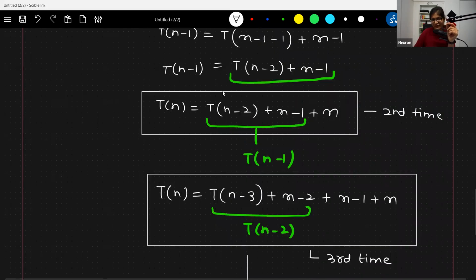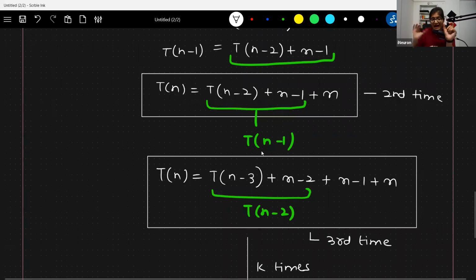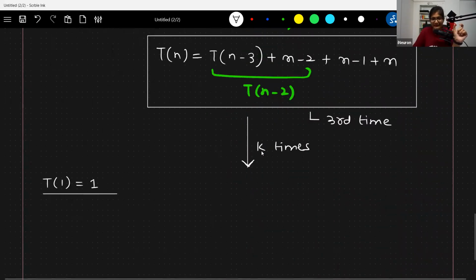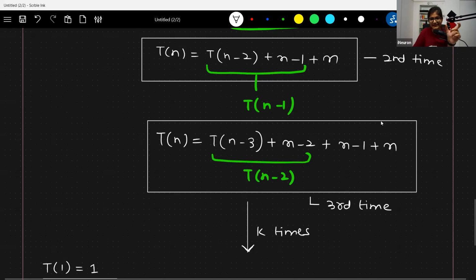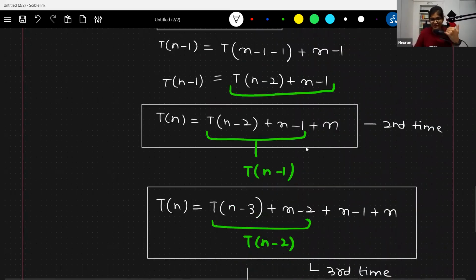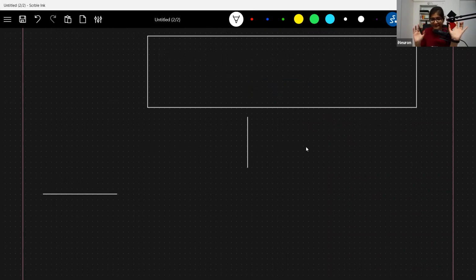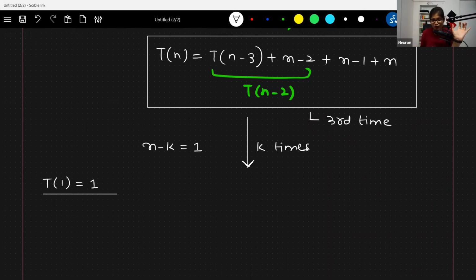For example, initially I had n minus 1, then n minus 2, then n minus 3. I will keep on doing this k times. So the first time I get n minus 1, the second time n minus 2, the third time n minus 3. When I do it k times, I will have n minus k. And I will keep doing the same task until I get the value 1. When the internal value of T is equal to 1, at that point of time I will stop. Can I say this statement? Why 1? Because I know that at 1, this gives me the answer 1.